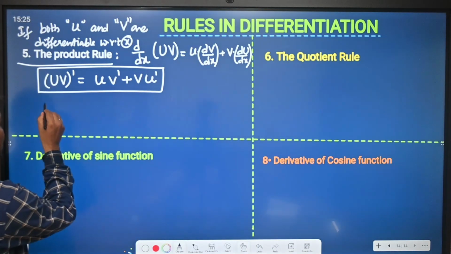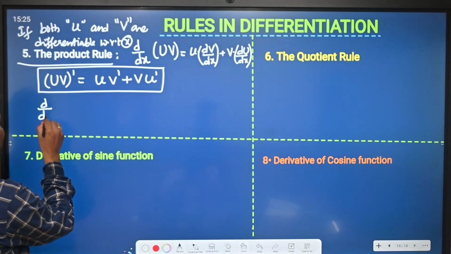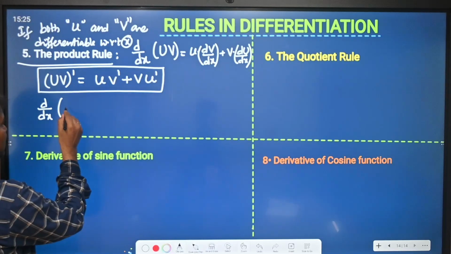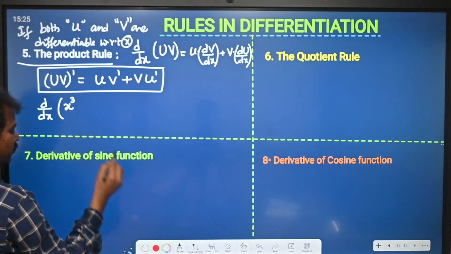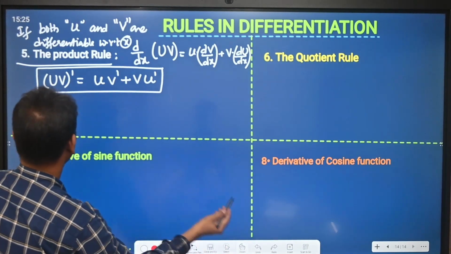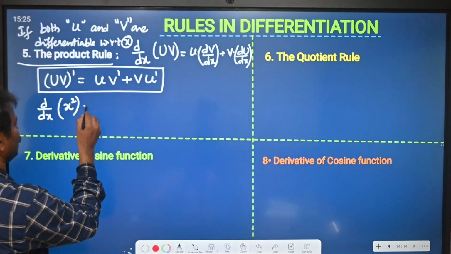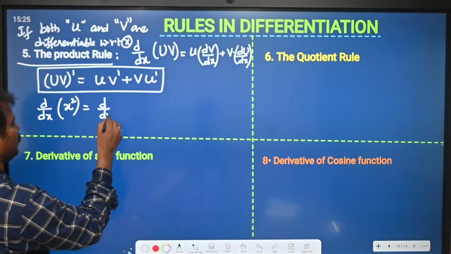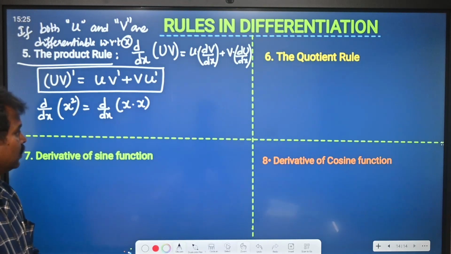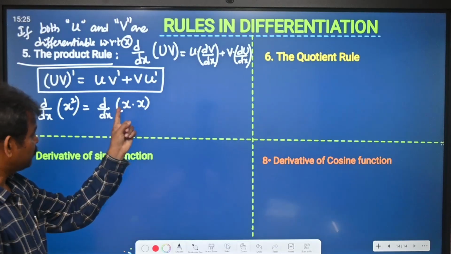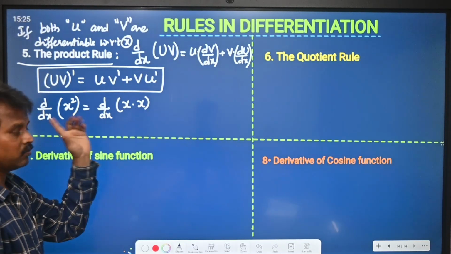For example, d by dx of x cube, or we can write x square first. X square can be written as d by dx of x into x. This is u and this is v, and both are differentiable with x.